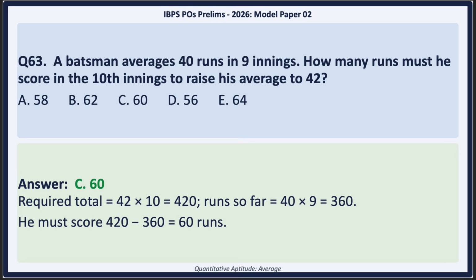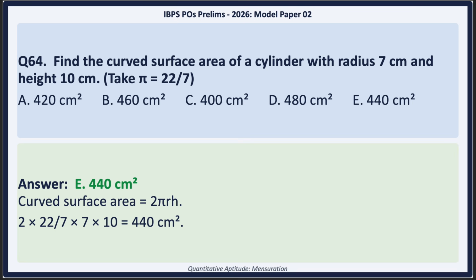Question 64 is straight formula application for mensuration. Find the curved surface area of a cylinder with radius 7 and height 10. The formula is 2 times pi times radius times height. So 2 times 22 over 7 times 7 times 10. The 7s cancel out beautifully, leaving 2 times 22 times 10, which is 440 square units.